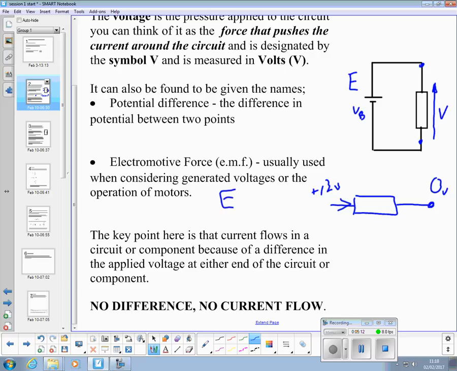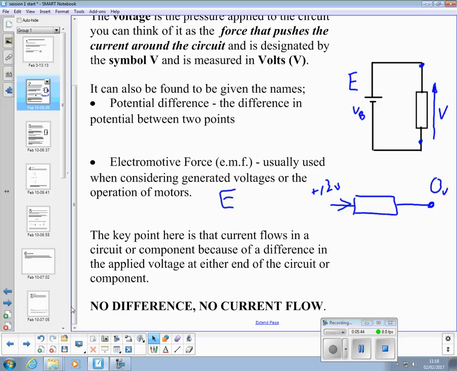If we make that one lower than that one, current will go in the opposite direction. But if there's no difference, no current will flow. And I am very particular: volts never go through things. If I hear anybody say there's 12 volts going through that resistor, I'll pick them up on it. Volts are across, current goes through.